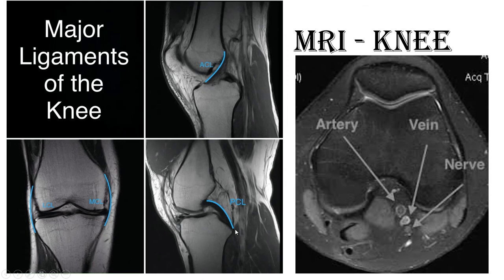this comma-shaped structure is called the posterior cruciate ligament. Can you appreciate this? Posterior cruciate ligament. And this black structure signifies the ligament. Now, can you appreciate this black structure? This is called the medial collateral ligament. And can you appreciate this black structure? This is called the lateral collateral ligament.